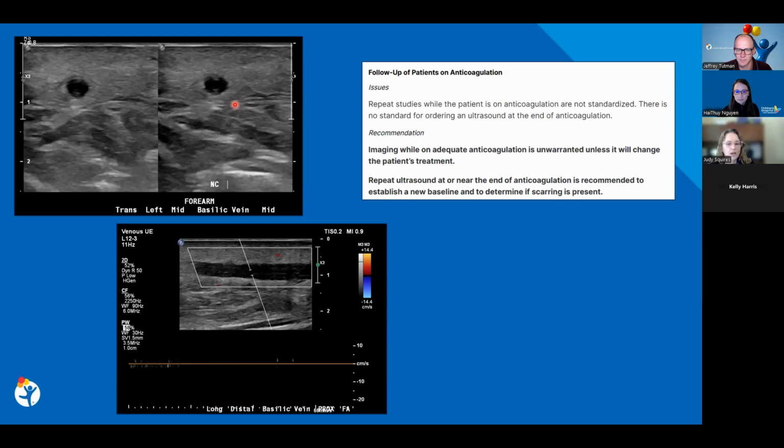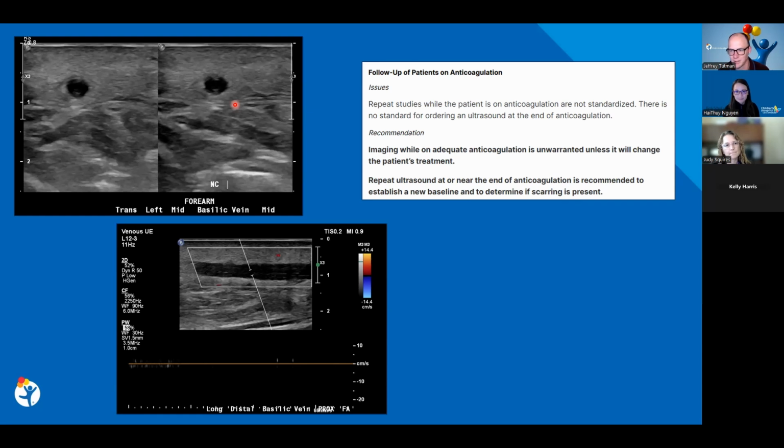We've done a pretty good job, except for the immediate post-cath patients where they have an algorithm where they want to look at it more closely. We've done a pretty good job of not imaging them too frequently when it's not going to actually change their management.